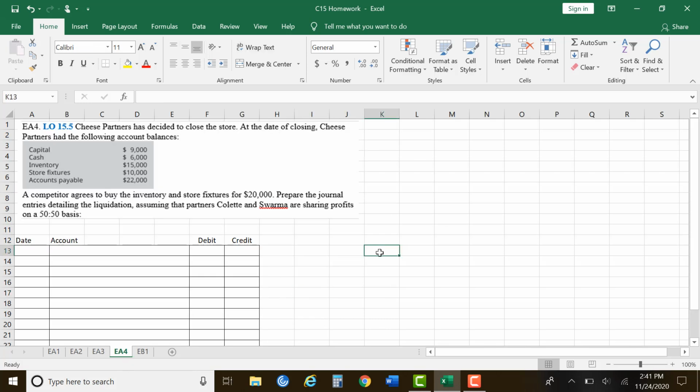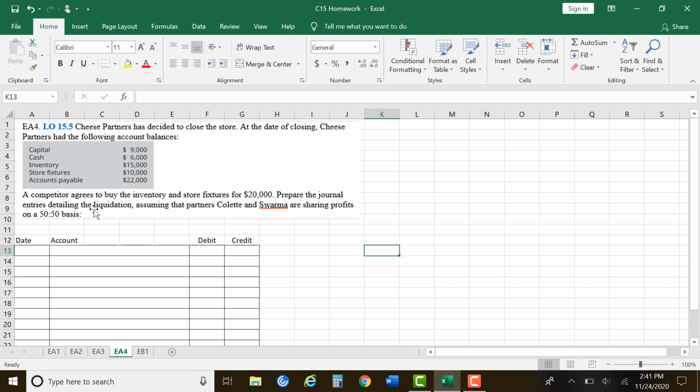For exercise 4, we have Cheese Partners has decided to close the store. At the date of closing, Cheese Partners had the following account balances. A competitor agrees to buy the inventory and the store features for $20,000. Prepare the journal entries detailing the liquidation, assuming the partners Colette and Swarma are sharing profits on a 50-50 basis.